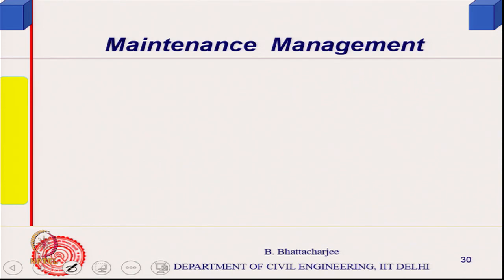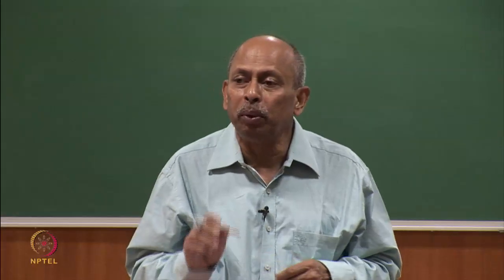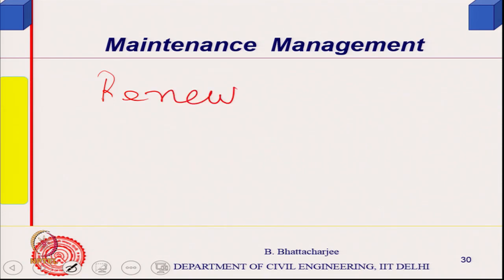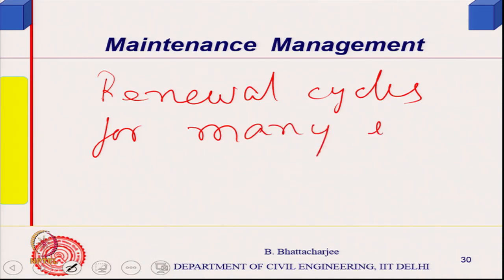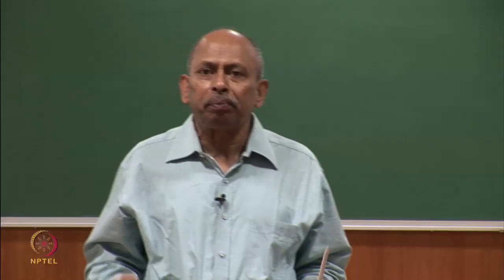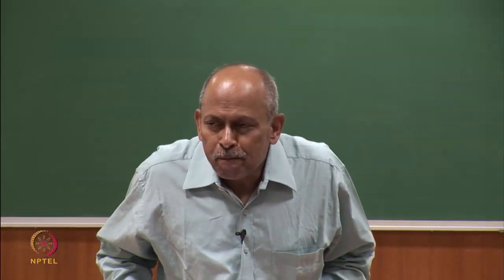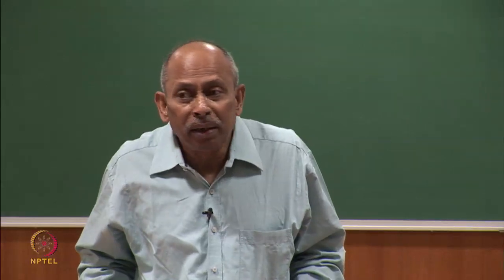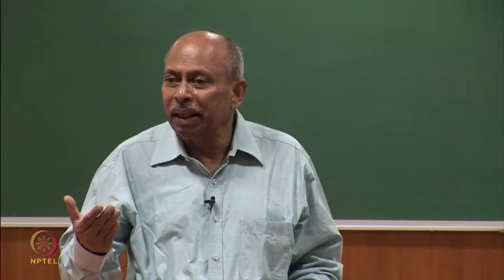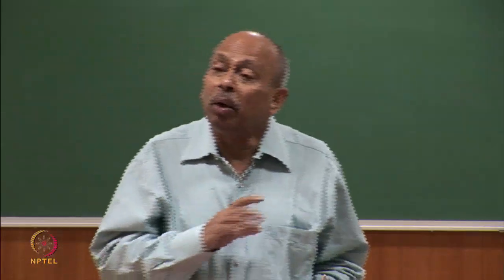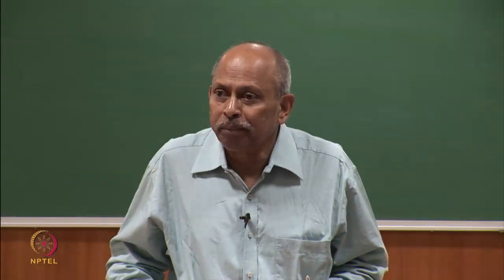Now, having done that kind of thing, I should be able to find out the renewal cycles for many items or systems. And we have seen that all the items in the building can be classified into several classes. Some of them will slowly deteriorate, some will deteriorate and then I will replace or repair them, and some will suddenly fail. So, now I can take all the items in the building and classify them.